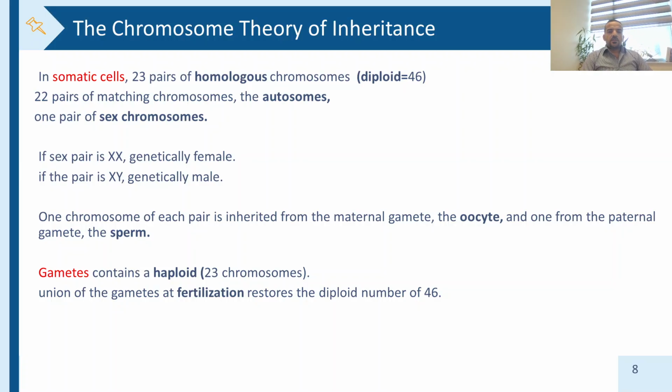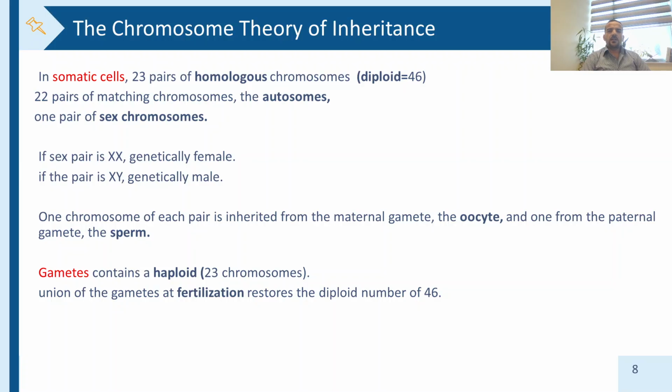من ذني ال 23 زوج عندنا 22 pairs of matching chromosome, the autosomes. One pair we call it the sex chromosome. Why do we call it the sex chromosome? Because it determines the sex of the individual. If it is XX, the individual is genetically female. If it is XY, the individual is genetically male.